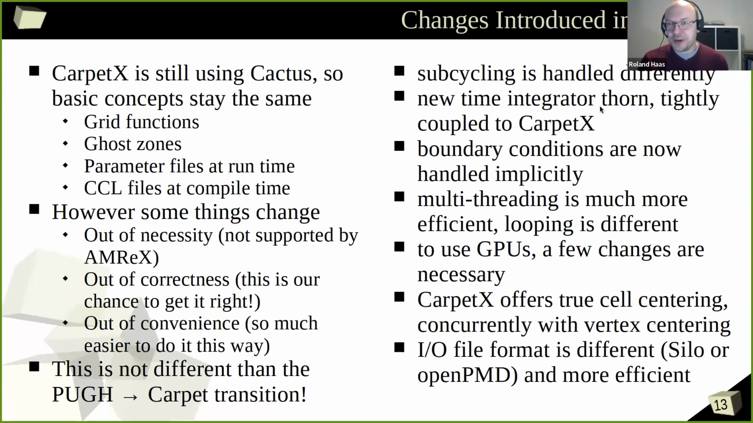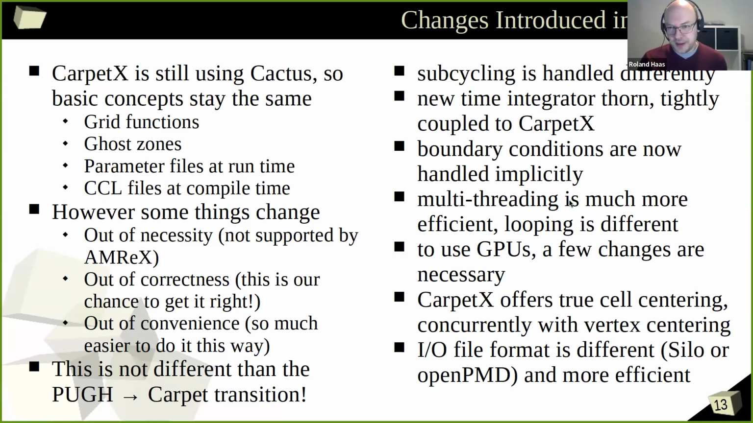We have a new time integrator Thorn called ODE solvers, which is much more tightly coupled to CarpetX. That's nice because the driver and the time integrator have to talk to each other a little bit to make this efficient. Boundary conditions are now handled implicitly. So you no longer tell it to apply the boundary now, but you register at one point the boundary that you want. I want this thing to be reflection symmetry. I want this to be an outgoing wave symmetry. And then the system handles applying the boundary condition when required.